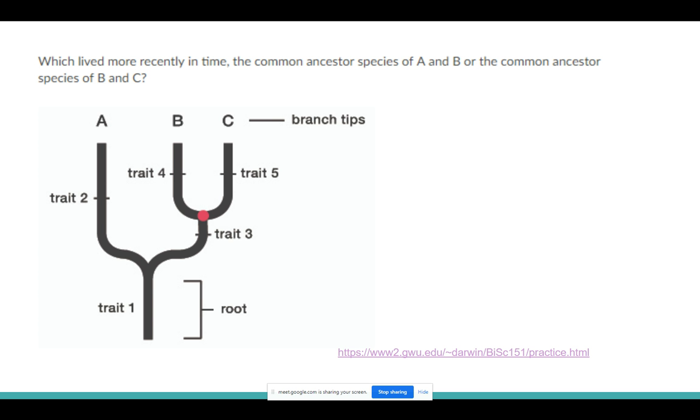Okay, we're going to practice a little bit with these. I just have a few questions where you are going to be looking at some trees and interpreting them to see if you understand the basic idea. We're going to continue working with these in different forms for a while. But on this one, which lived more recently in time, the common ancestor of A and B or the common ancestor of B and C? Turn and talk to somebody about that. If you're at home, you can just jot down the answer, think about it to make sure that you're understanding these correctly. Go.